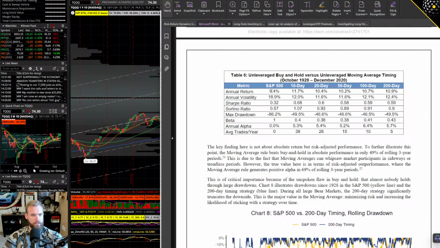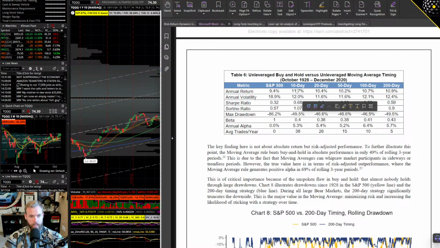So one of the things that you'll find typically with unlevered buy and hold compared to levered or unlevered MA, the interesting part here is a lot of the times it actually shows time in market beats timing the market. So I'm actually a little surprised to see the 10, the 20, the 100, and the 200-day perform as good as this. It has to do with this being such a long path.